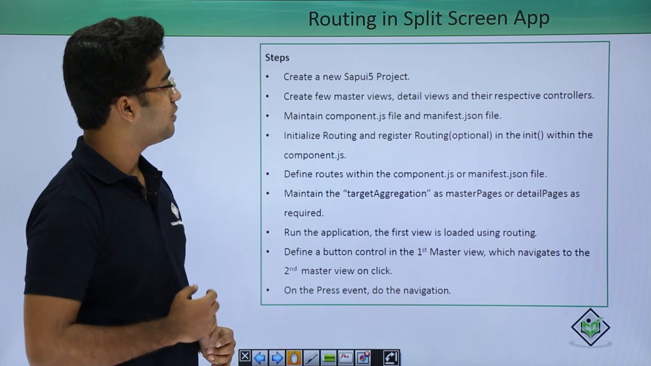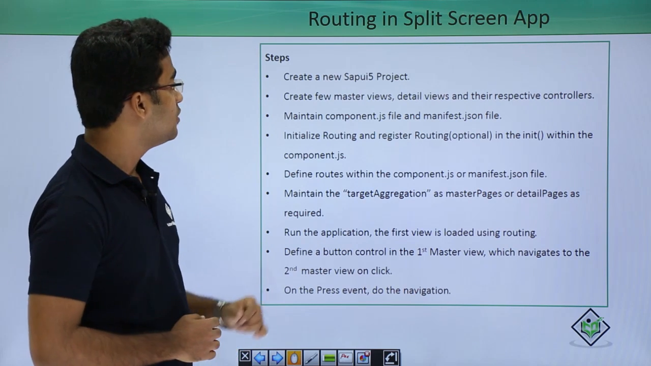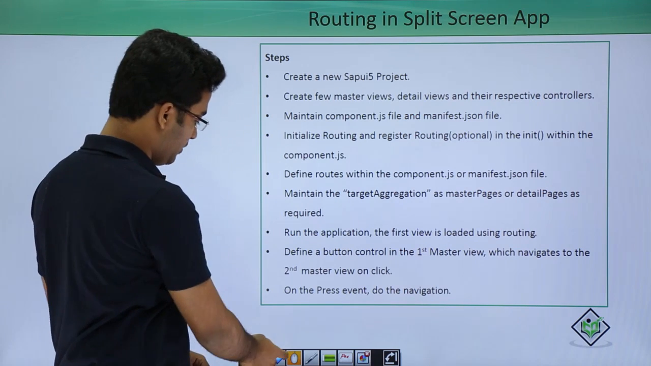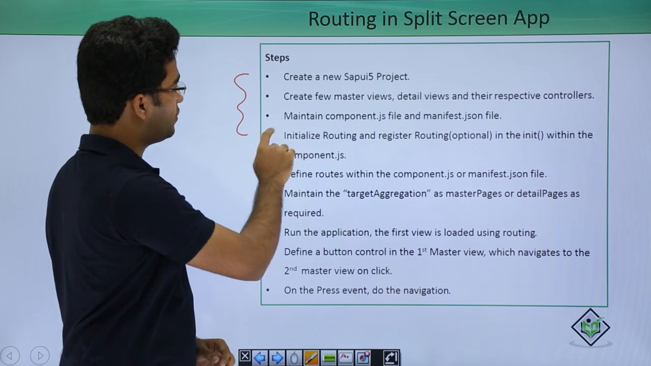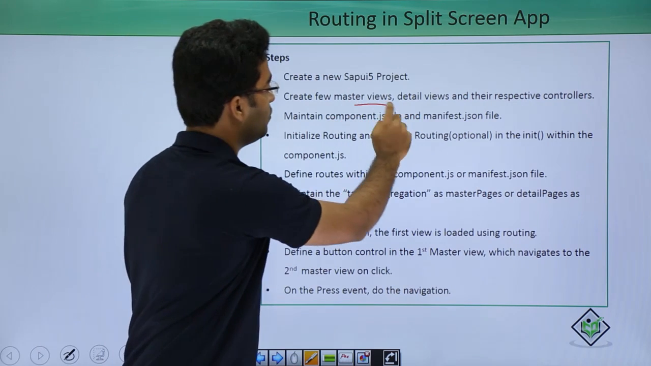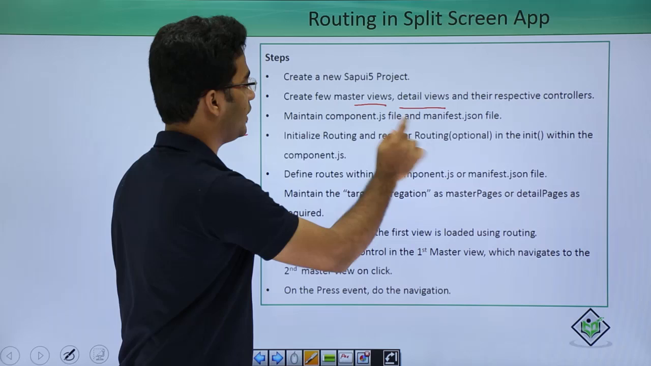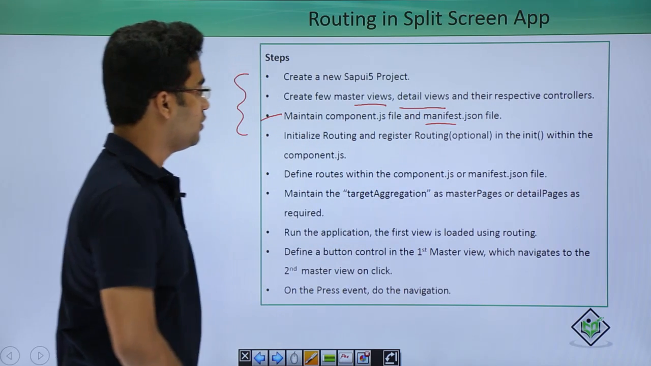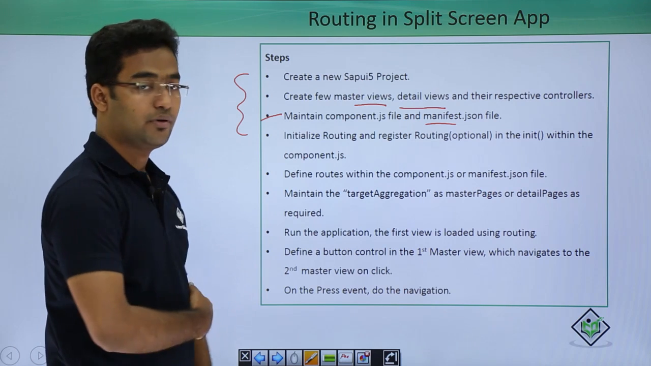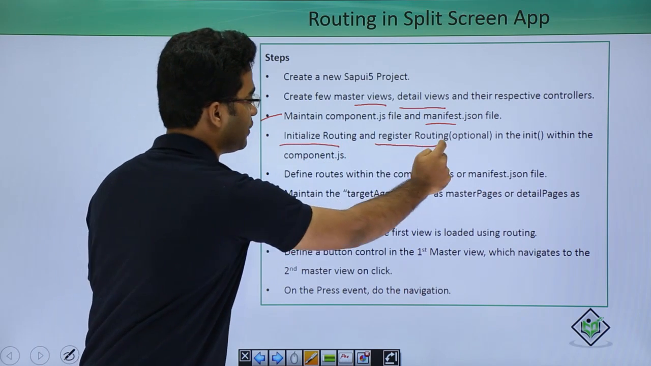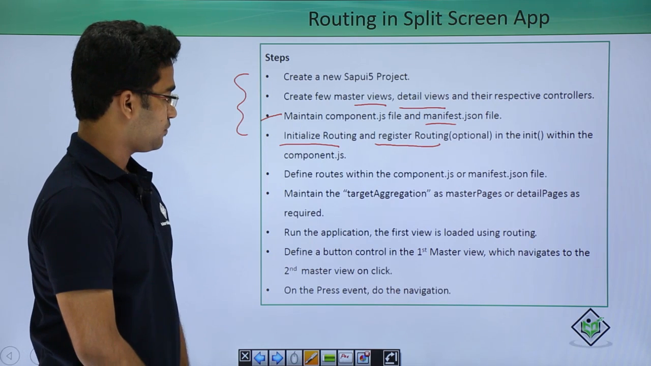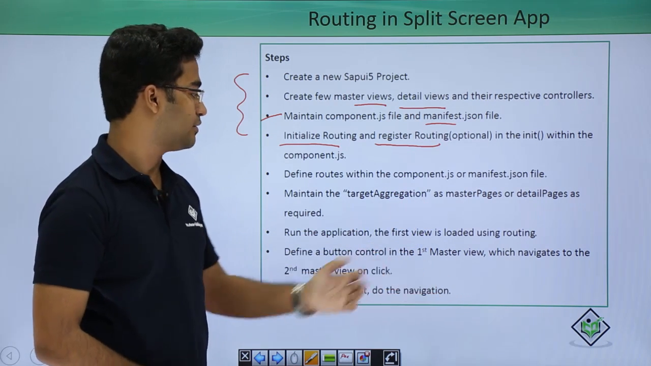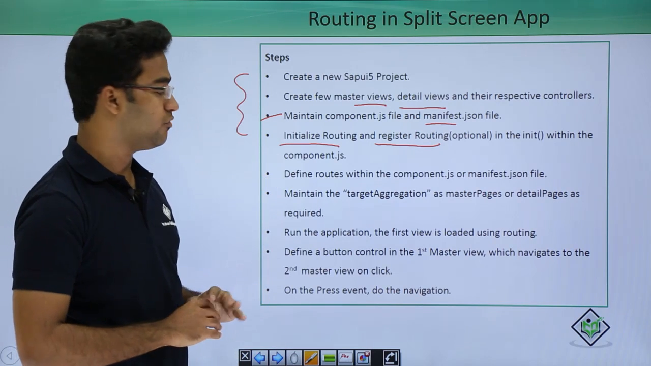Now here I have explained routing in split screen application. These are the steps here. First, these three are just the introductory parts: create a new project and a few master views and a few detail views and their respective controllers, and maintain the component.js file and manifest.json file. That's done, and now like the previous one, we have to initialize routing and register routing. Then we have to define the routes within the component.js file or manifest.json file itself. Till here all these things were the same.